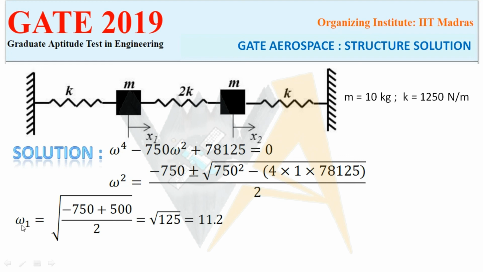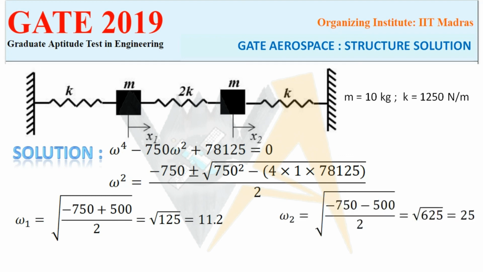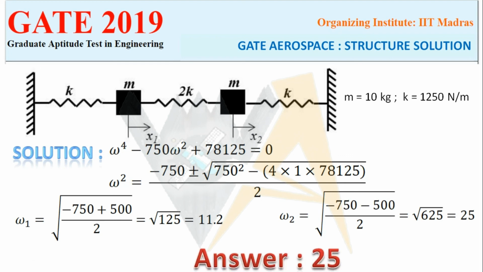One root is omega 1 equals root over of this value, which we get as 11.2 radian per second. The second root we get as 25 radian per second. In the given question, they have asked for the highest natural frequency in radian per second. So our right answer is 25.